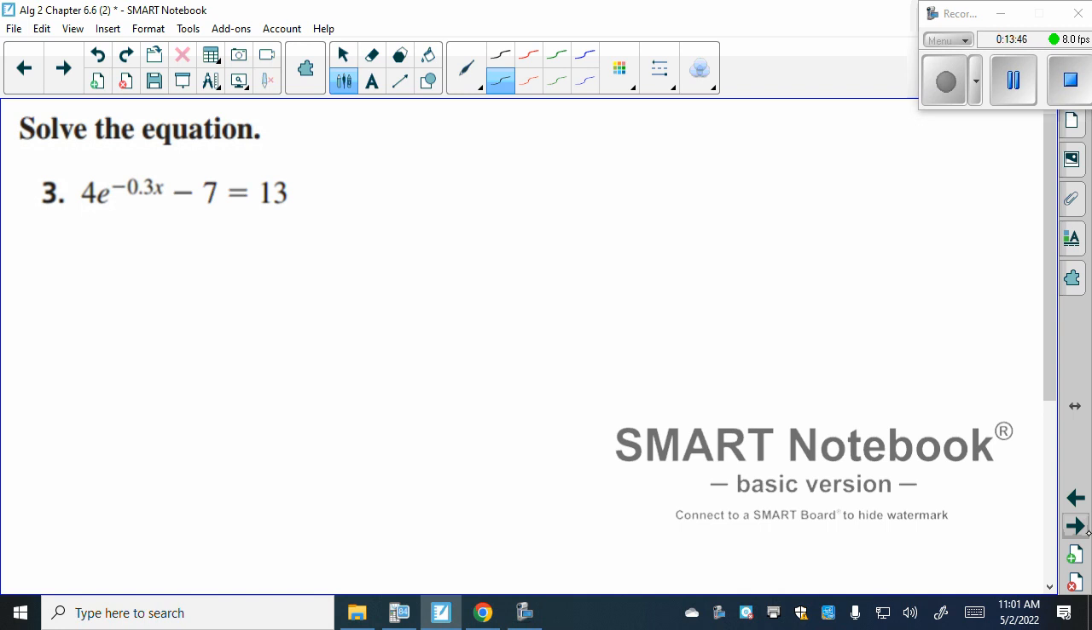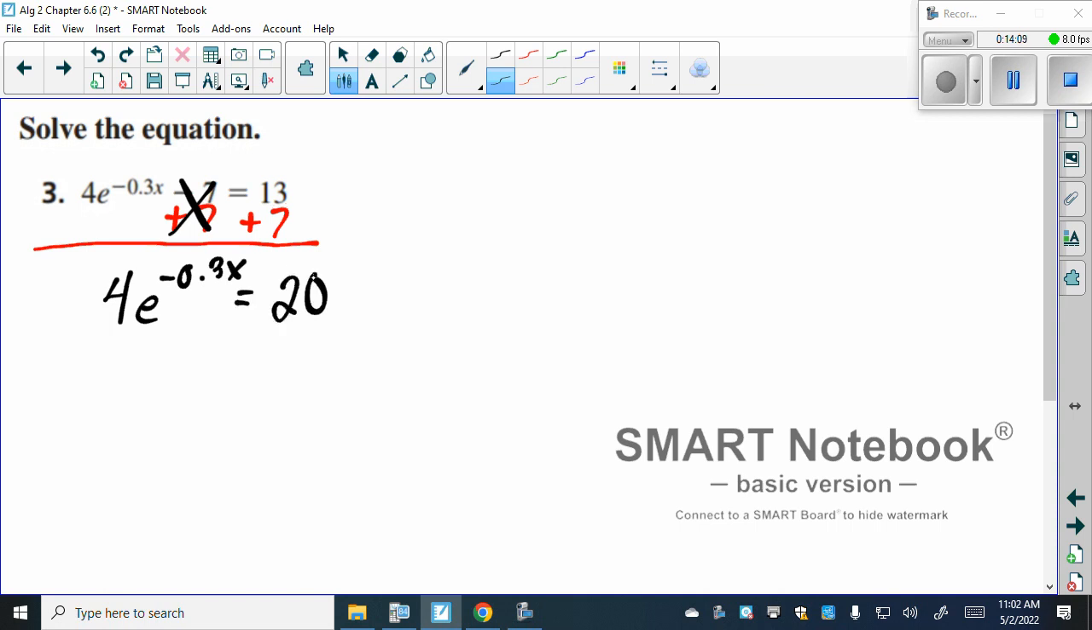So looking at this problem here, what's the first thing we can do to get e by itself? We can add 7 to both sides. And if we add 7 to both sides, negative 7 plus 7 is 0, telling us that we have 4e to the negative 0.3x equals 20.